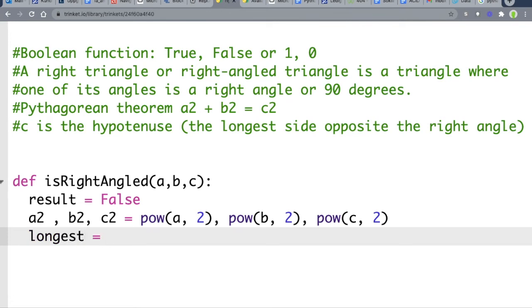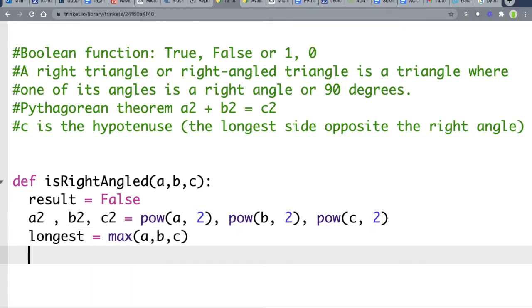I use another function in the math module, which is called max, and which takes two or more parameters. So we find the maximum of these three values, A, B, and C. We assume that the maximum, or the longest side, is the hypotenuse.